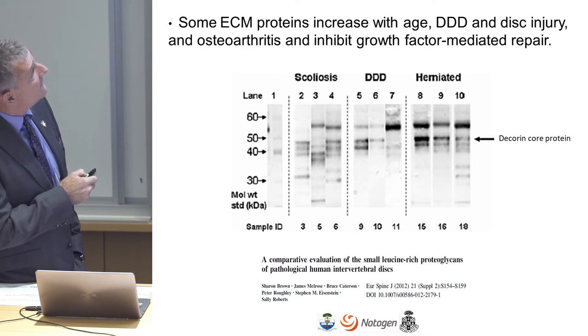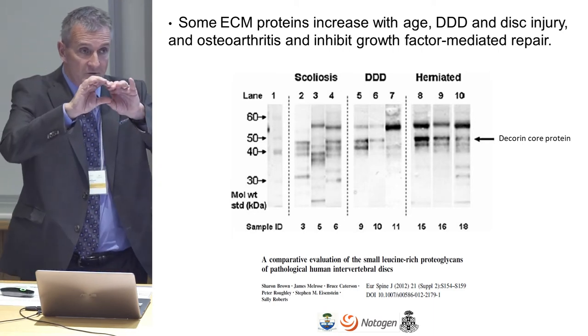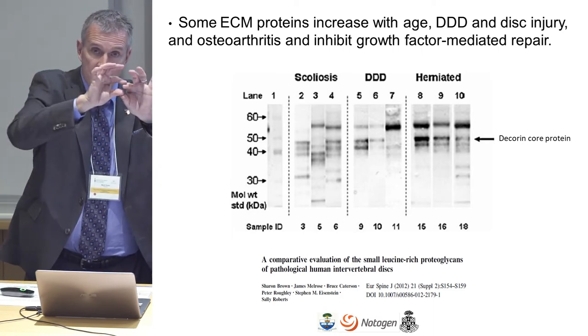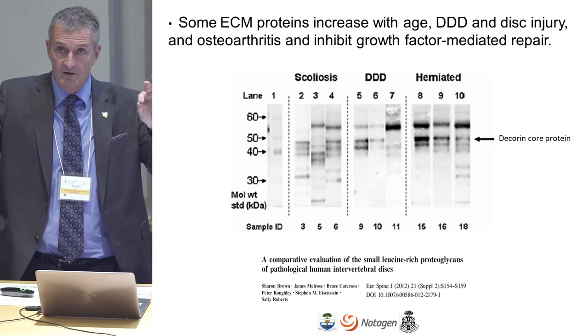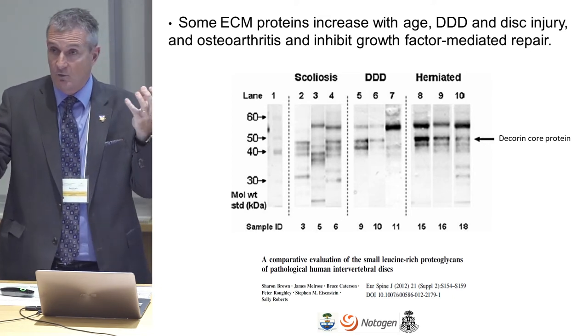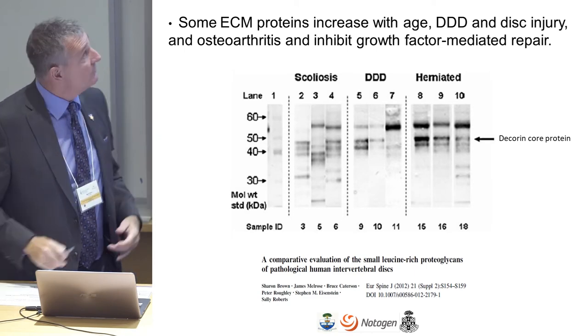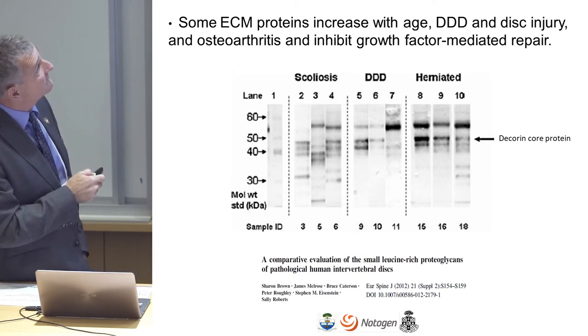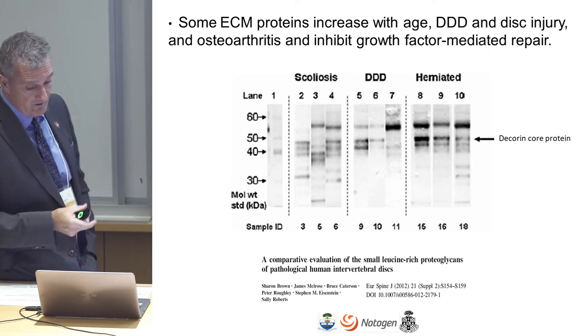And what you need to know is these bands down here on the Western blot show that, remember I told you about the toothbrush that binds the water? Well, the middle part of that is called a core protein, and it fragments when it degenerates. When it fragments, it can't hang onto water molecules anymore. So they show in degenerative human discs, they get these fragmented bands. It means that this is what's happening.